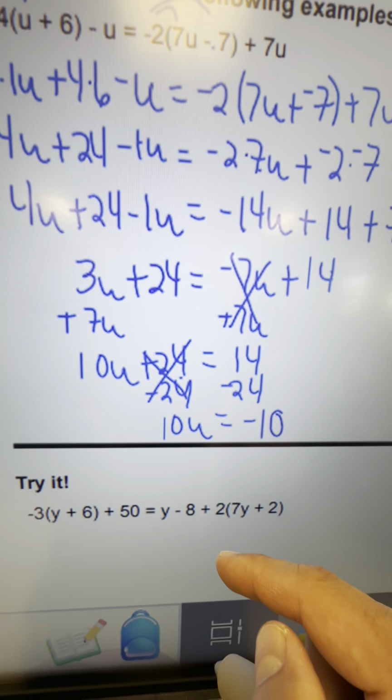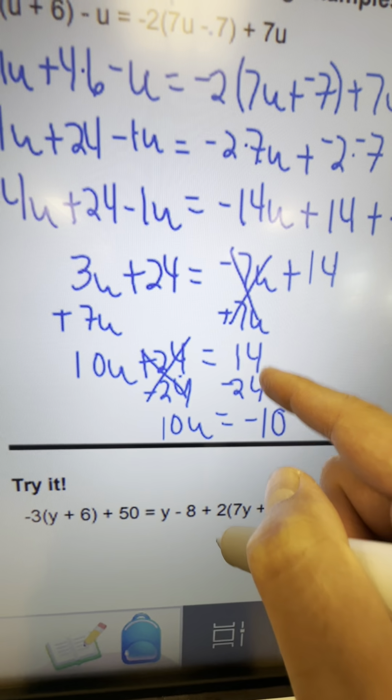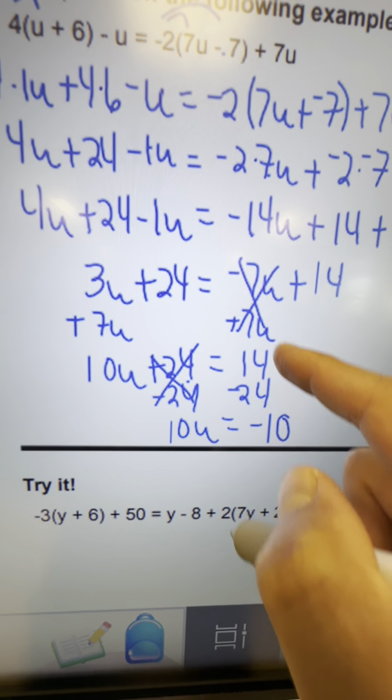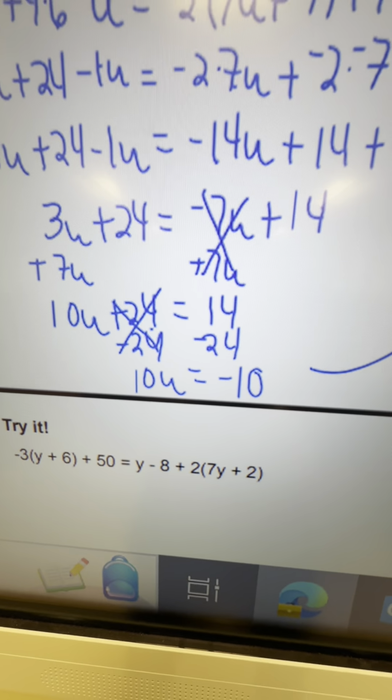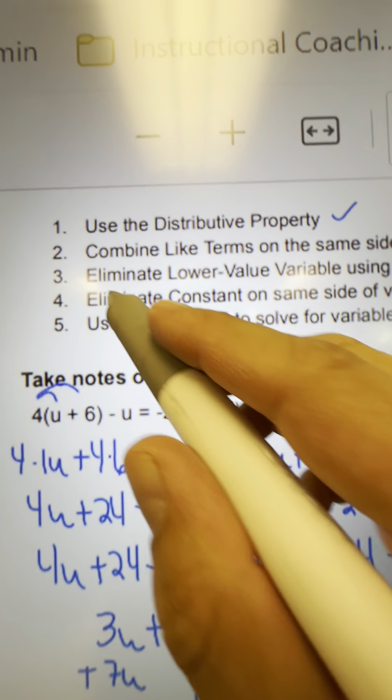14 minus 24. A lot of times I see students put 24 minus 14. You can't switch the order when you're subtracting. Make sure you put the top one first minus the second one. So I'm just bringing this step over here. 10u equals negative 10. So the last step, so we did eliminate the constant.